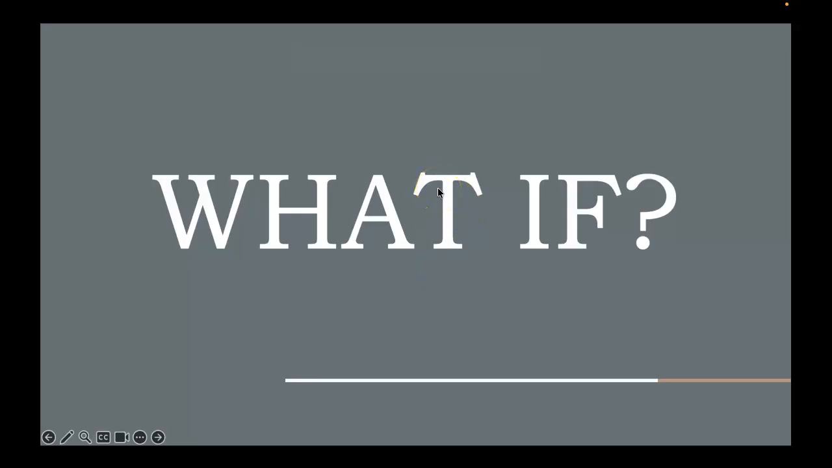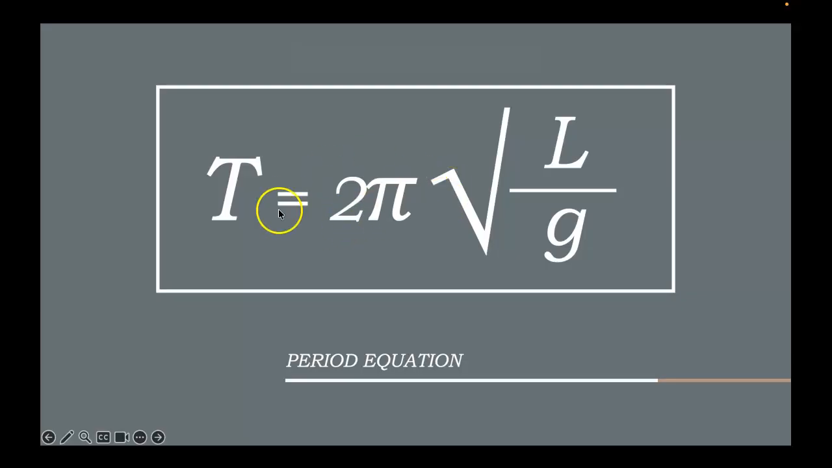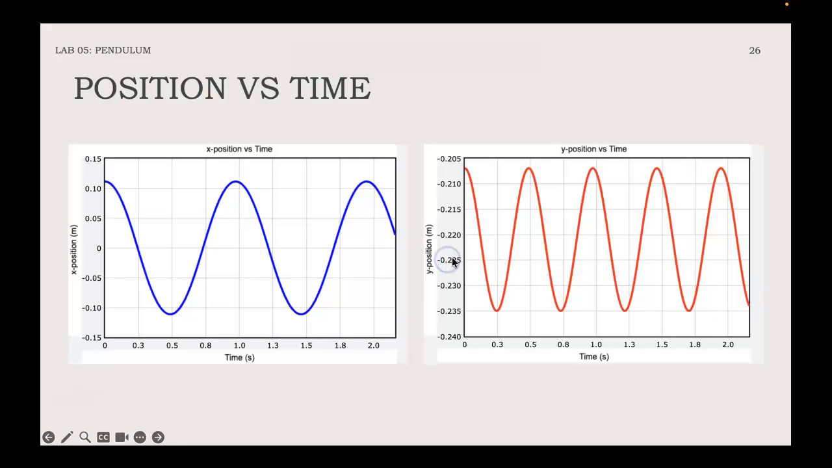So our discussion question for what if is, what if we change the mass of the bob? We made the mass of the bob some extremely large number that's obviously not realistic at all. But when we did this, we found that because mass is not included in this equation, it does not affect our g constant or the period or the motion of the pendulum whatsoever. So that is one what if question.